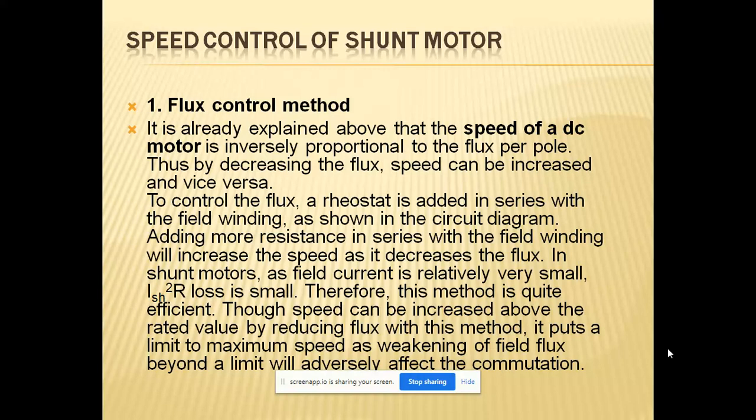In a shunt motor, as field current is relatively very small, Ish squared R loss, that means field copper loss, is small. Therefore, this method is quite efficient. Speed can be increased above the rated value by reducing flux with this method.